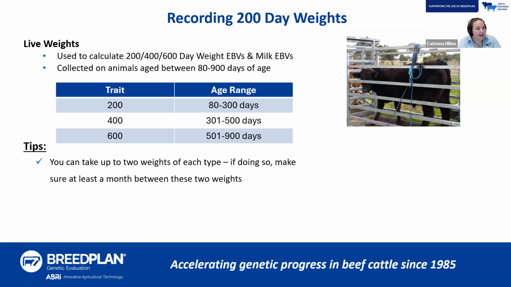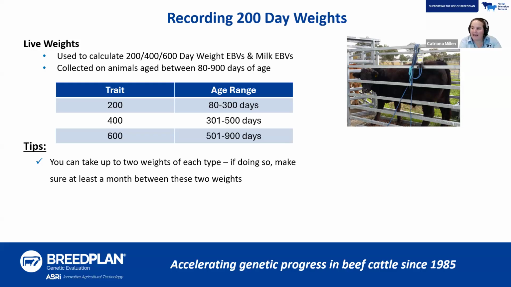So our live weights are taken using scales, recorded to the nearest kilogram, and you can take up to 2 weights for each of 200, 400 and 600-day weights. And that just gives the BREEDPLAN analysis a little bit more information on each of those animals.